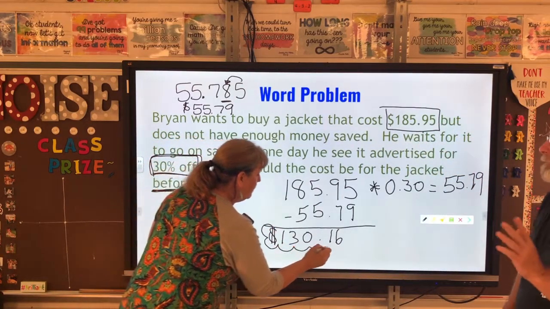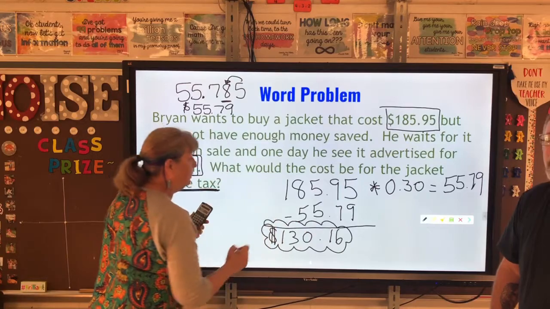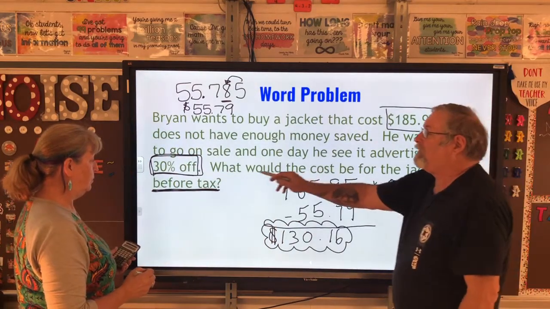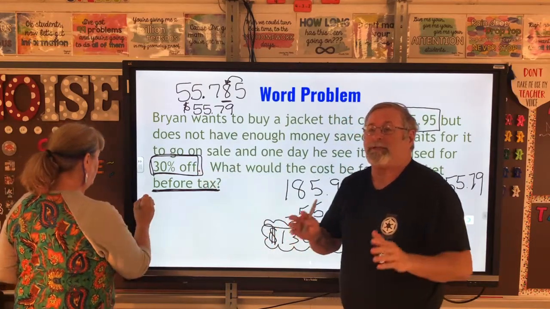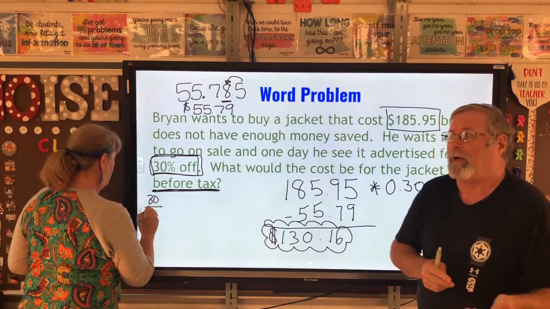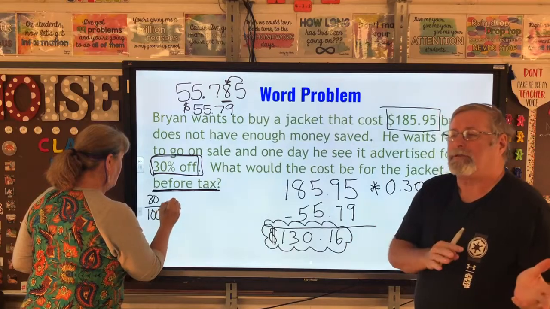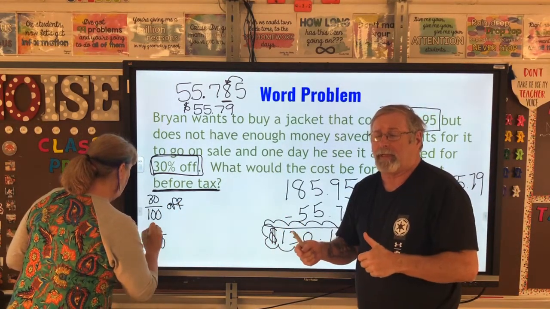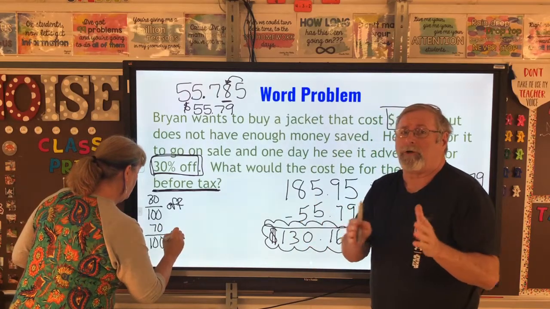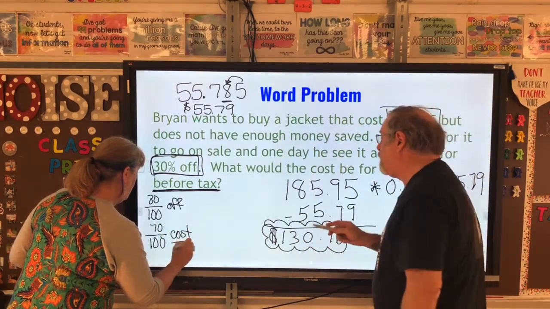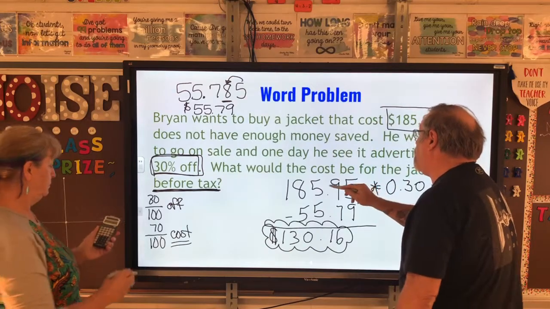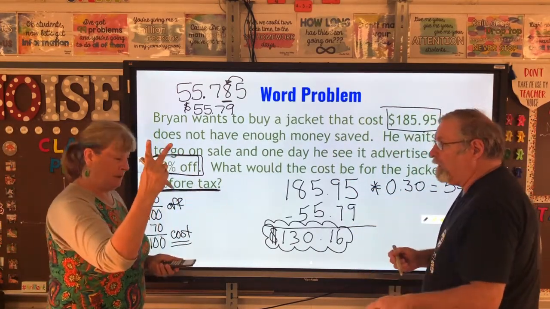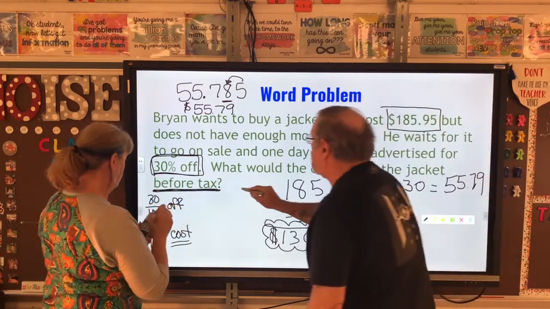Now, I'm going to show you a shortcut, something that I personally like to do. Because the discount's 30%, which means that's what they're taking off. Well, if you think about it, that means they're going to charge you what percent for the coat? 70%, right? The coat's still going to cost 70% of what it was originally. So you could do it this way, where you find the discount and you subtract it. Two steps. Or you could take 185.